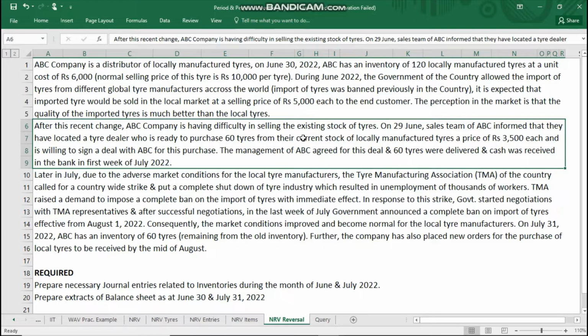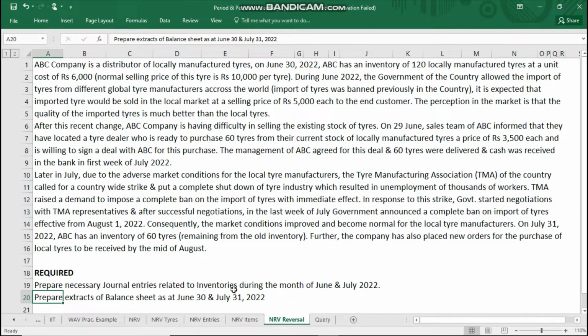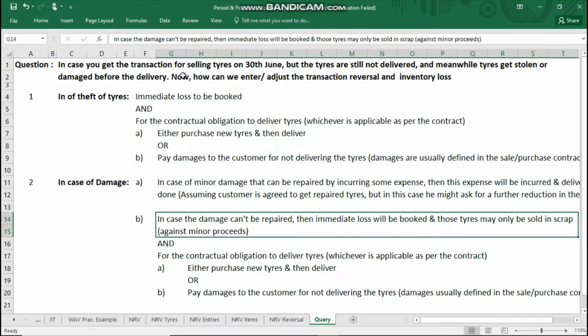Okay, so we have seen the accounting entries in that previous lecture, and the second part of that requirement, which was regarding the preparation of extracts of balance sheet as at June 30 and July 31st, was pending. So in today's video, we're going to cover the second part and we will prepare the extracts of balance sheet. Okay, but before going into the details of balance sheet, I will try to answer a query.